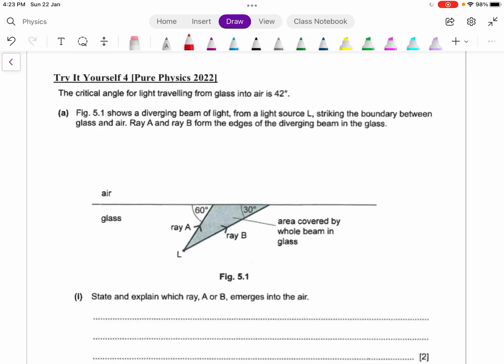Alright, so the second question that I find very interesting when I'm taking the 2022 O-level physics is this question from paper 2. So, okay, let's take a look at this question together.